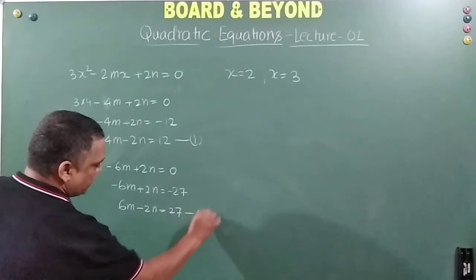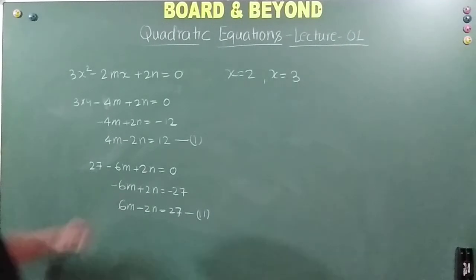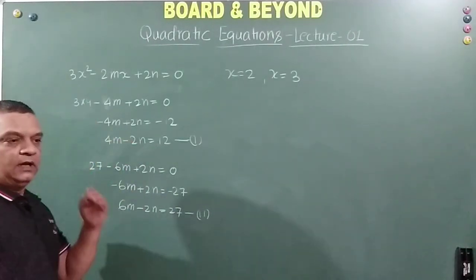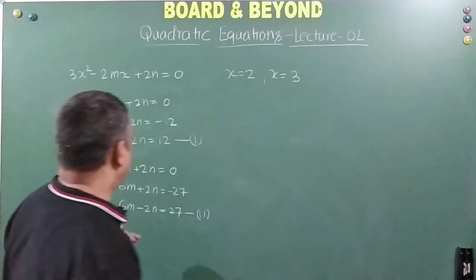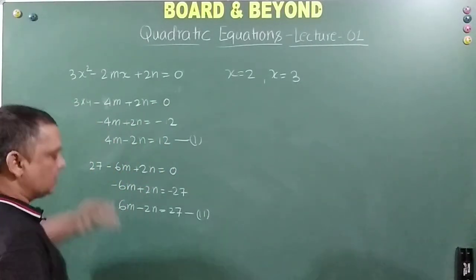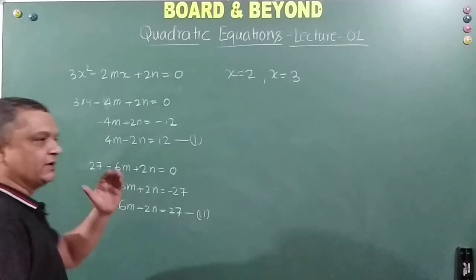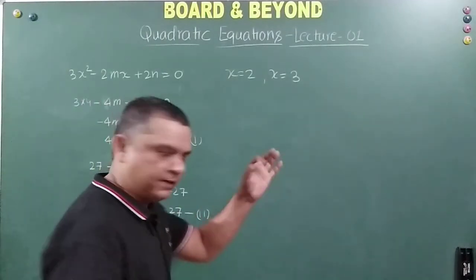This is my equation number 2. Then we have actually landed up with linear equations in two variables, simultaneous linear equations in two variables. Now let's try to solve these two equations and try to find out the value of m and n.